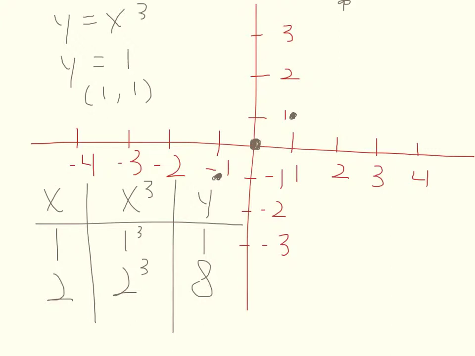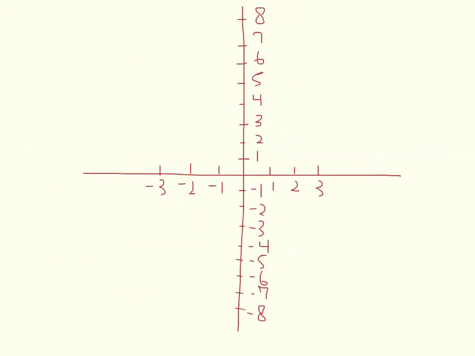So keeping that in mind, remember that we had a point here at 0, 0, a point here at 1, 1, and a point here at negative 1, negative 1. And we had determined that we would have had a point at 2, 8, which means that we would also have had a point at negative 2, negative 8. Less points to plug in. So now the graph looks something like this.